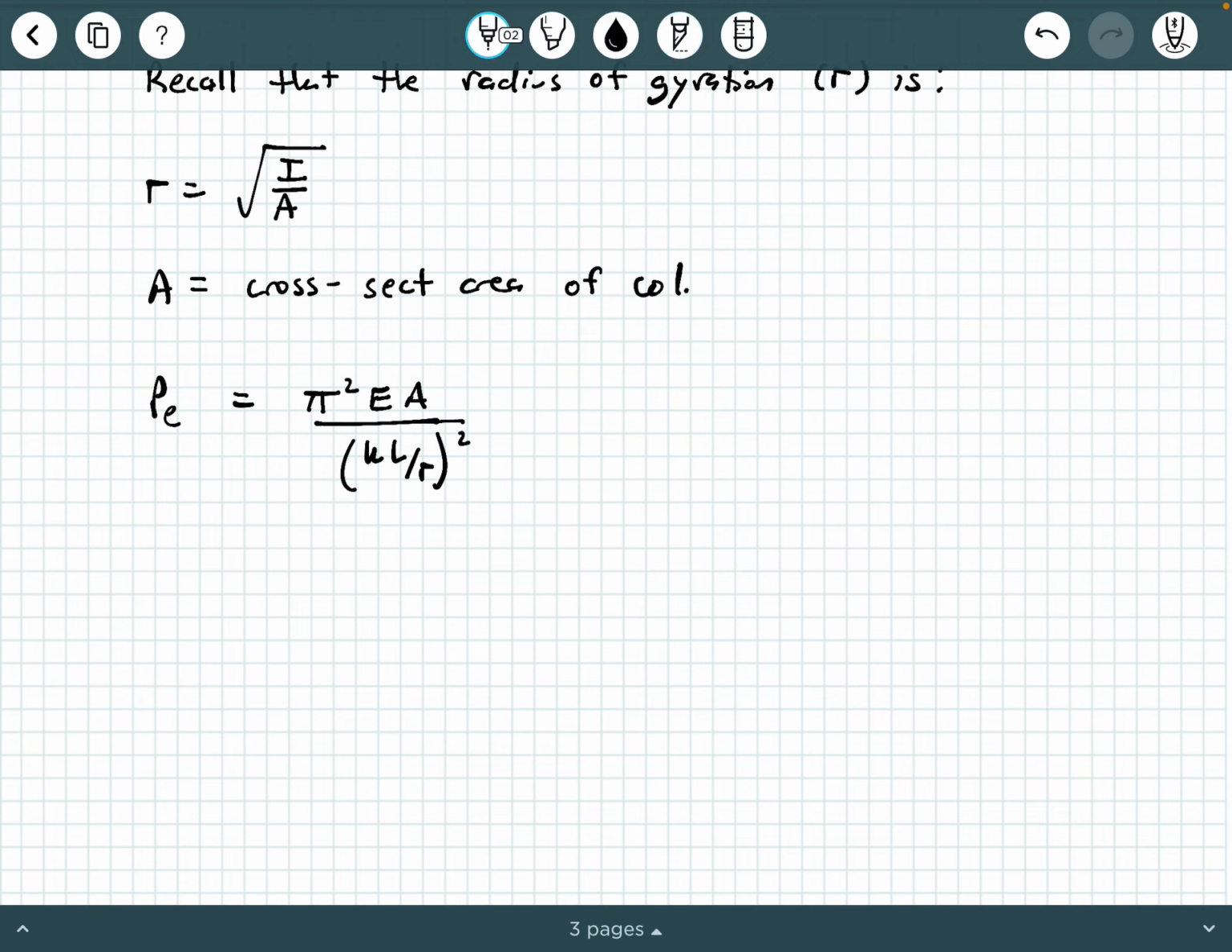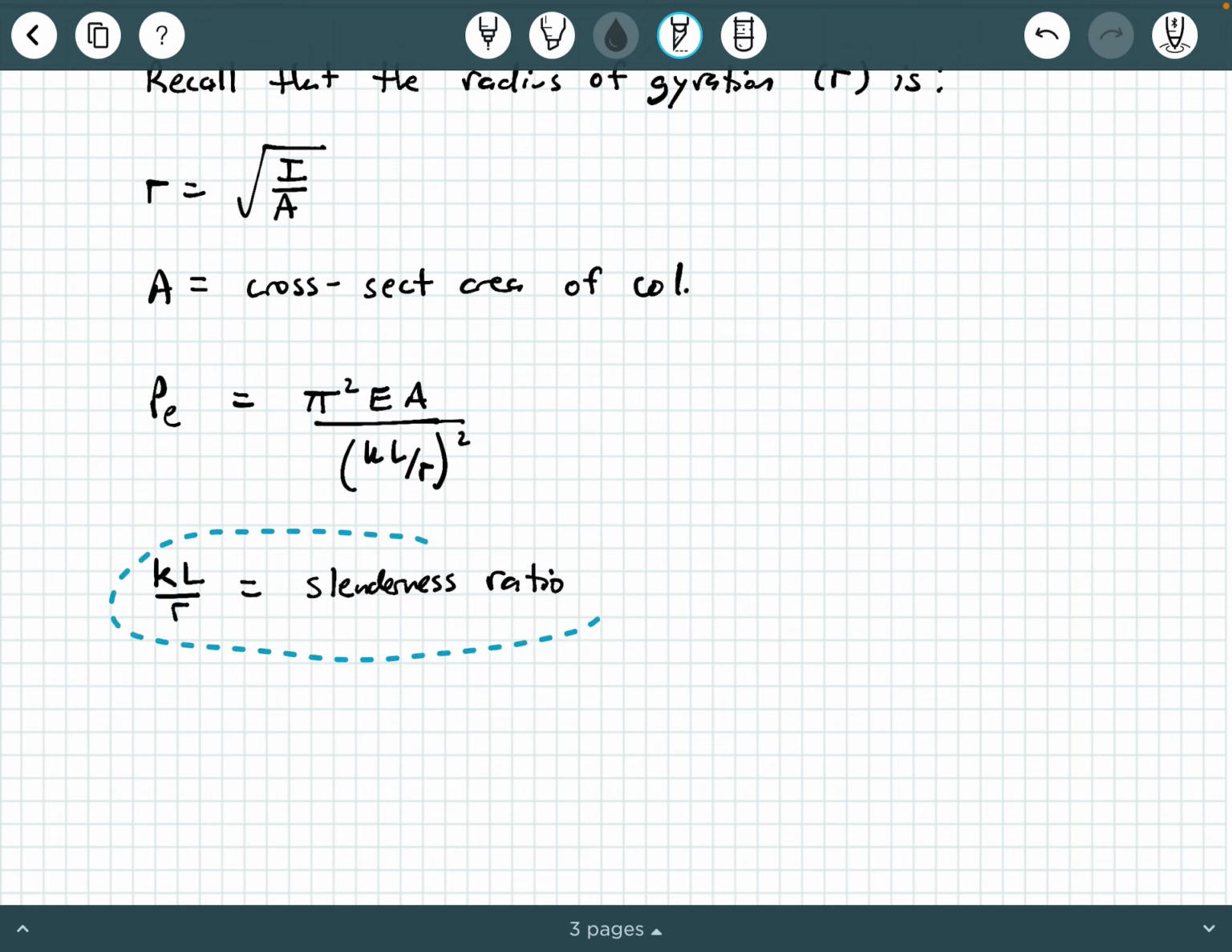Now, this term KL over r collectively is called the slenderness ratio, okay? So the reason why this is packaged in kind of a strange way with KL over r in the denominator and squared is because whenever civil engineers get to the steel design course and whenever mechanical engineers get to the machine design course, you often make some decisions on columns and other compression members based on this slenderness ratio.